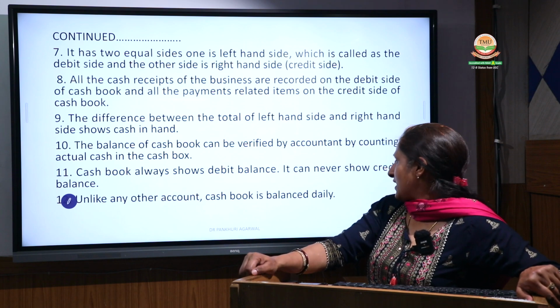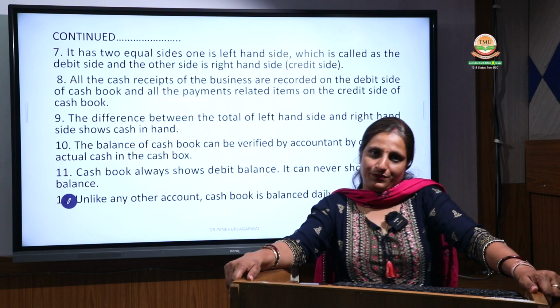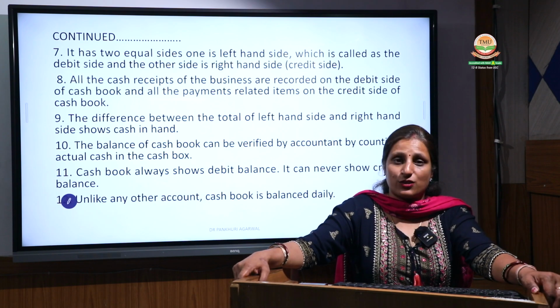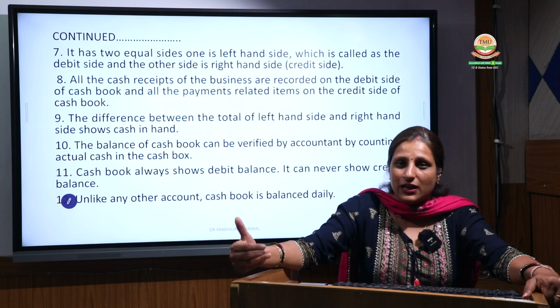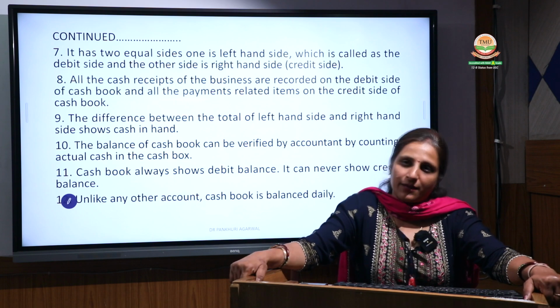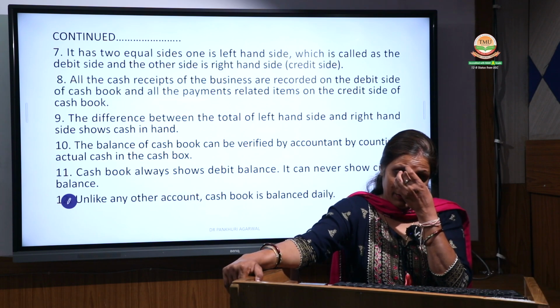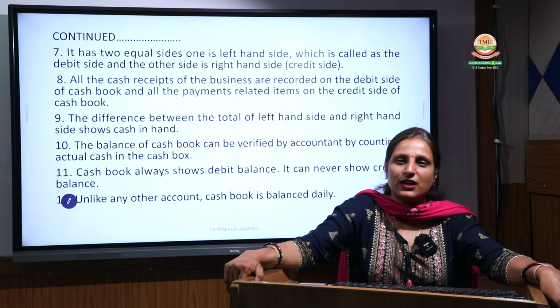Unlike any other account, cash book is balanced daily. Cash book we balance daily. That is the way to use the cash book. Now, for example, I'm doing any business. Daily I have to check what transactions were held in cash and how much cash is left with me. Now, if I don't prepare the cash book, what do I have to do?